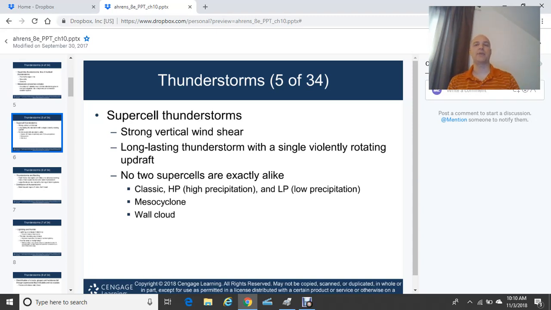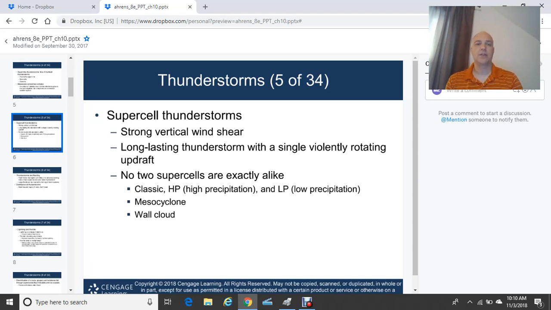Eventually what happens is all the cold air aloft suffocates or chokes off the updraft, killing the thunderstorm. But with a supercell thunderstorm, there's more of a tilted updraft. And a supercell thunderstorm is long lasting.